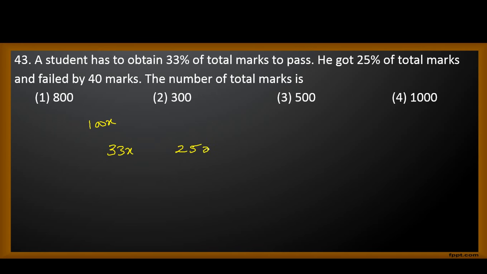25%, that is nothing but 25x, and failed by how many marks? 40 marks. It means the pass mark is nothing but 25x plus 40. If he had got 40 more marks, he would have passed. These two are equal, which implies 8x is equal to 40, x is equal to 5. So 100x is equal to 500. So option 3 is the answer.